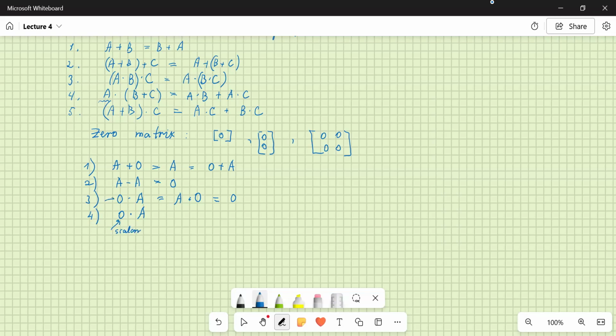I'm going to label this one as matrix. So this 0 is actually a matrix. This one is a scalar. Scalar means just a number, right?